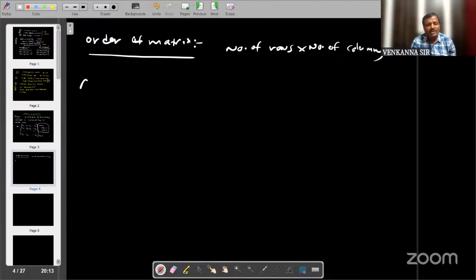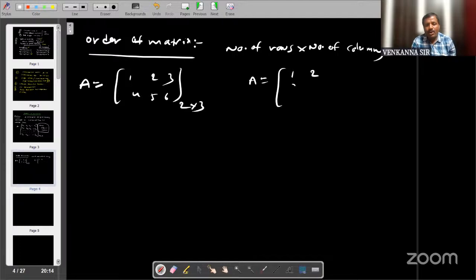So if you take some examples here, 1, 2, 3, 4, 5, 6. What is the order of the matrix? Number of rows are 2, columns are 3, so 2 by 3. And 1, 2, 3, 4, 5, 6 arranged differently: number of rows are 3, columns are 2, so 3 by 2. That is the order of the matrix. Some examples.